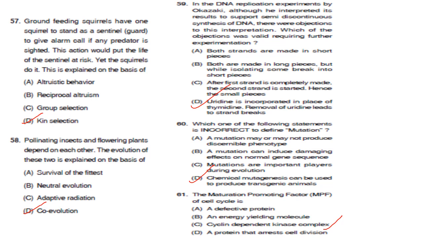Then next one. Ground feeding squirrels have one squirrel to stand as sentinel, that is guard, to give alarm call if any predator is sighted. This action would put the life of the sentinel at risk. Yet the squirrels do it. This is explained on the basis of. So the first option is altruistic behavior.